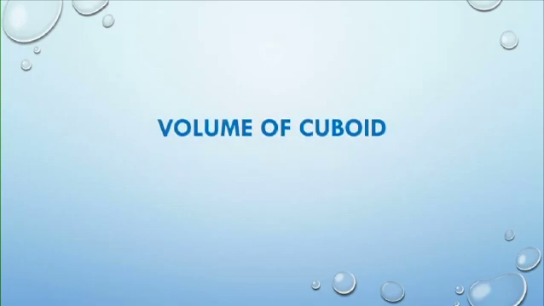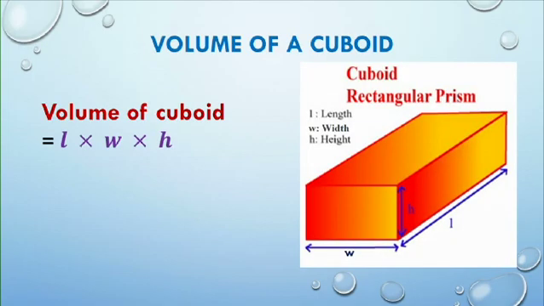So we now move on to the volume of cuboid. We have a picture of a cuboid here, of length L, width W, and height H. And the volume of the cuboid will be simply length times width times height.